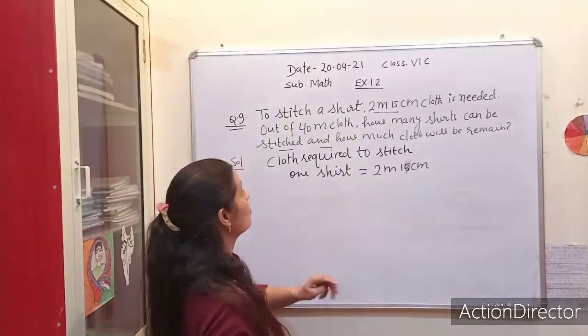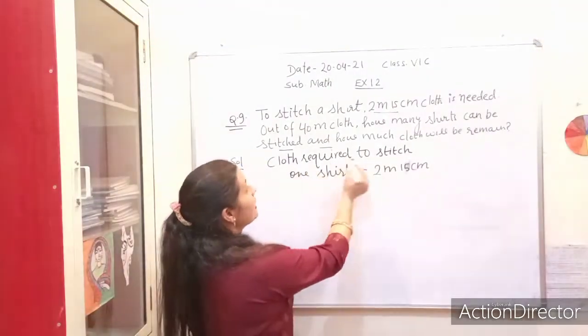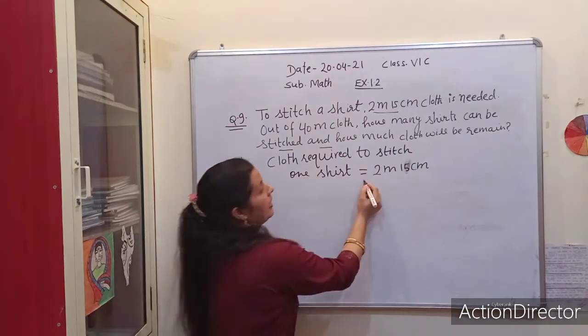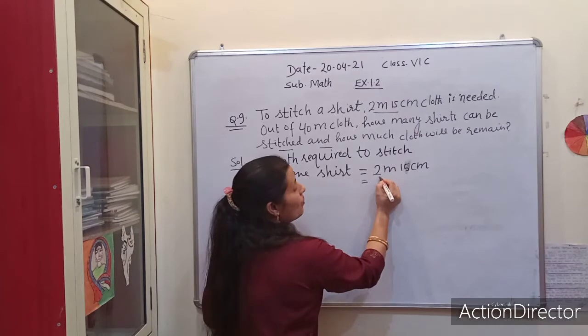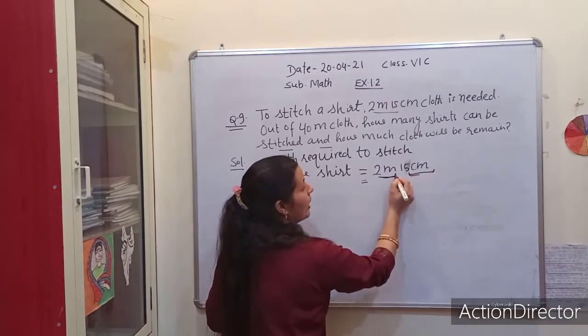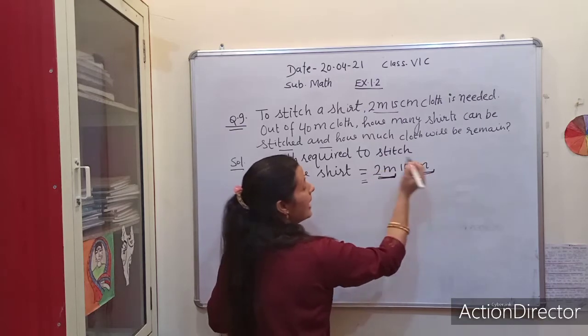Okay. So what we have to do? First we will try to note down the things which are given. Cloth required to stitch one shirt equals 2 meter 15 centimeter. Now just see here. One unit is meter, another unit is centimeter.